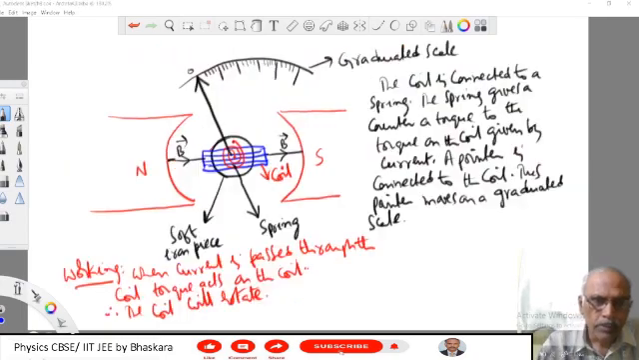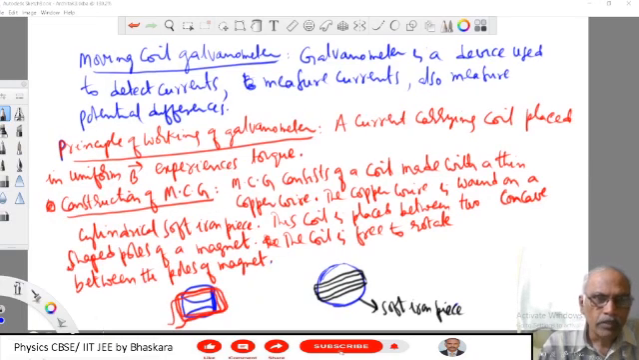Today we did the moving coil galvanometer, a device used to detect currents and also to measure potential differences. Its principle is that a current carrying coil placed in a uniform magnetic field experiences a torque. By measuring torque, we say what the current is.